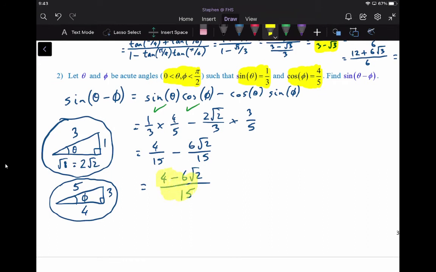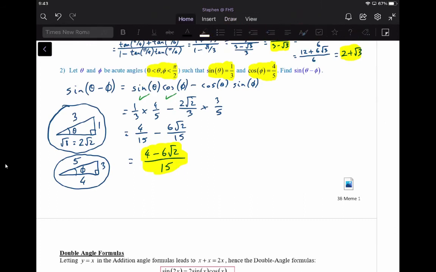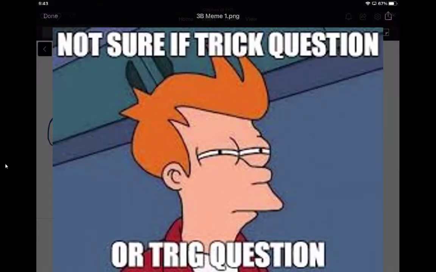And the beautiful thing about this one is we were able to get the value of sine theta minus phi without even knowing what theta or phi were. So we don't know what theta is, we don't know what phi is, but we know that we can get sine of theta minus phi. In a similar fashion, you can get sine of theta plus phi, cos of theta minus phi, and so on and so forth. Okay, so that's there.